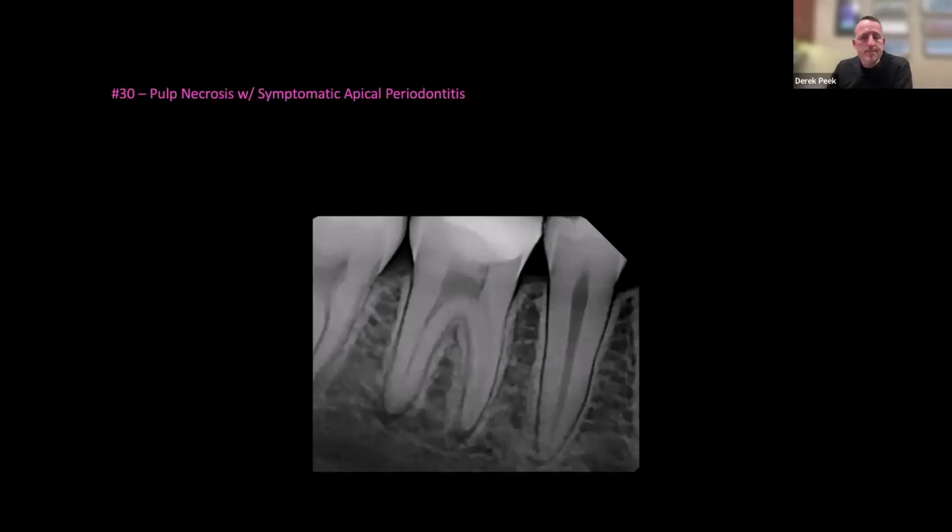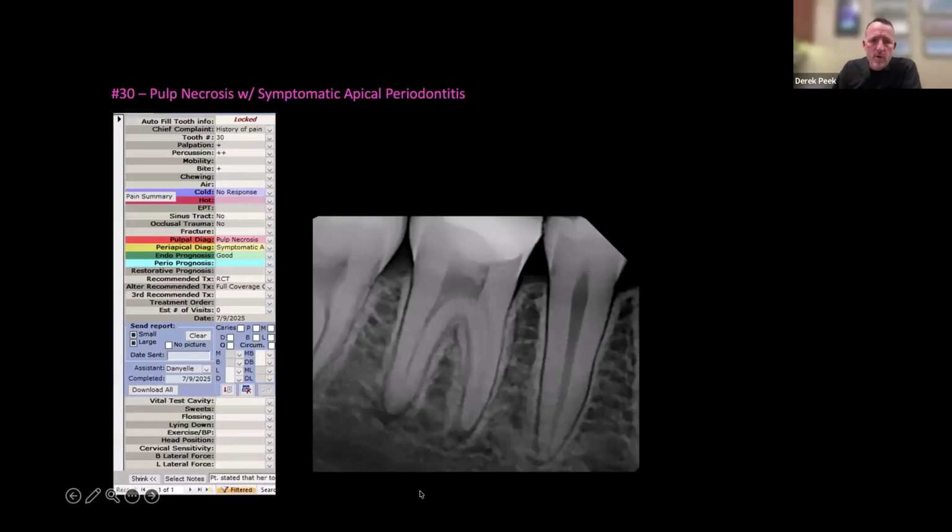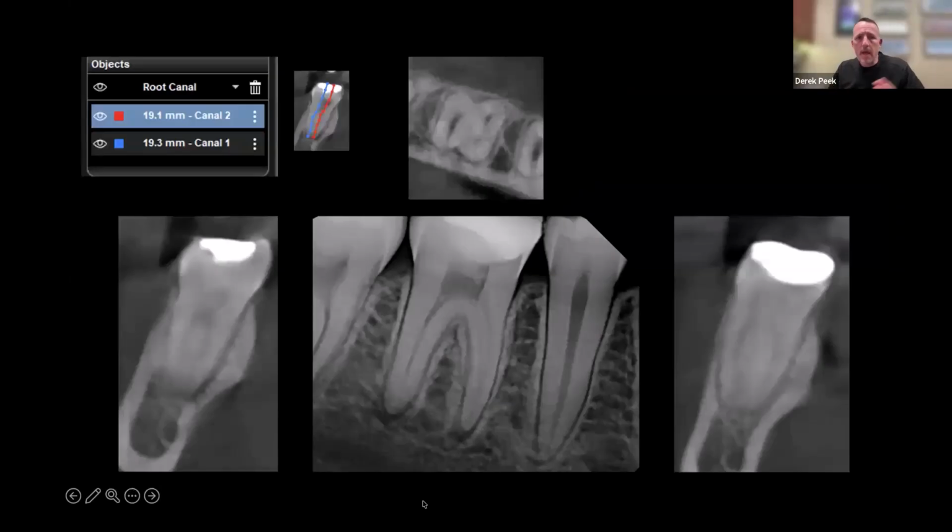So, number 30, pulp necrosis, symptomatic apical periodontitis. We fill everything into TDO. I have my CBCT up in my office. I look at the sagittal slice of both sides. With CareStream, you can go through the canal and it can spit off a pretty dedicated length if you want it to, your working lengths.